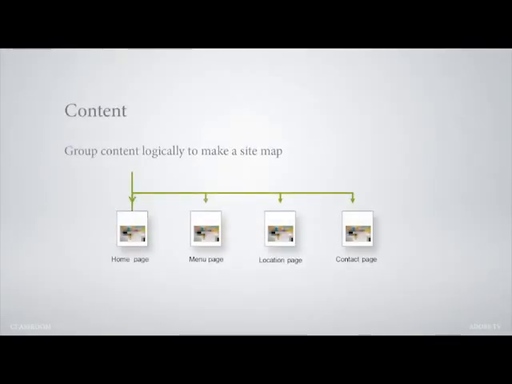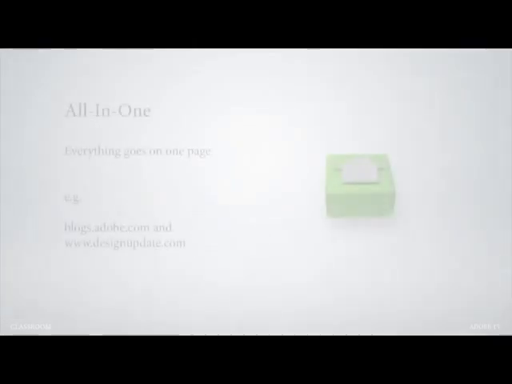So the first thing you need to decide is what your content is. In this case, the site is pretty simple. It's just going to have a home page, a menu page, a location page, and a contact page. Okay, so the content for the site is pretty simple. But there are different ways of organizing this content. But just to review a couple of them, we do have, say for instance, the all-in-one, where you have all of your content on one page.